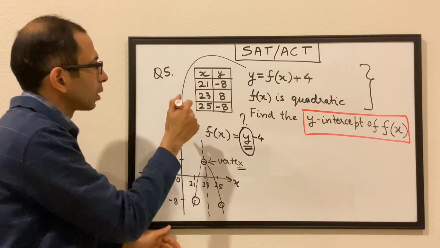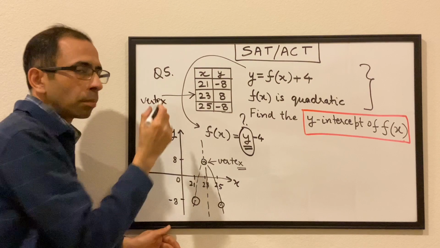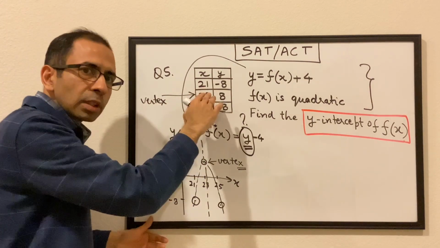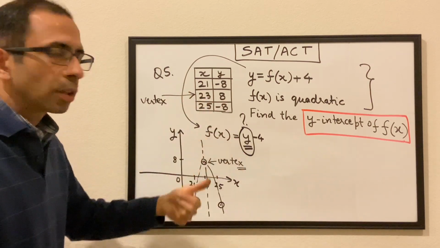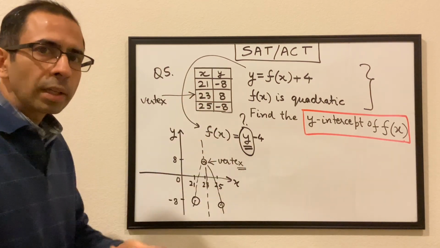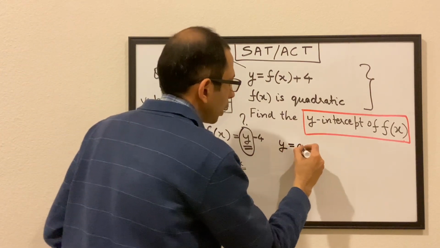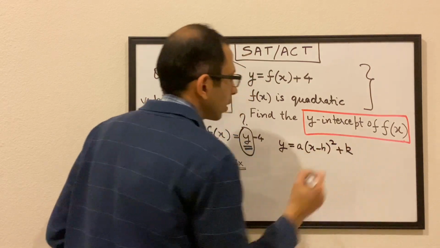So this point (23, 8) is nothing but the vertex, because this parabolic function is symmetrical around this point. Once we know the vertex, we can try to write the equation of y in terms of the vertex form. So what is the vertex form? y is equal to a(x minus h) whole square plus k, right?